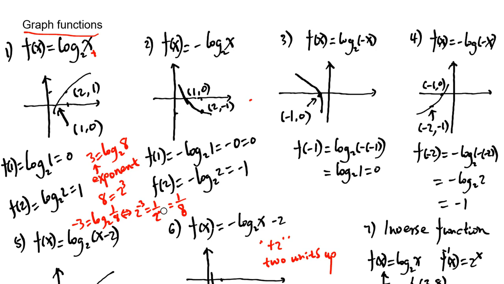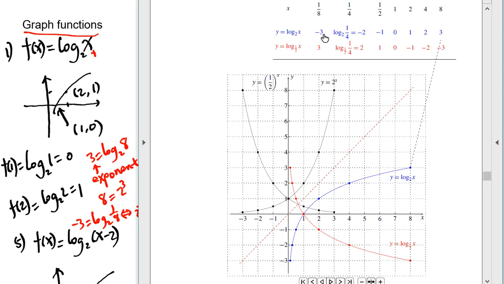Let me erase this one and write the cube clearly. One more time, let me put 3 here. This is the way to delete this negative sign. Then we have 1/2 cubed is 1/8. So that's how, when you plug in 1/8 here, you should have negative 3.